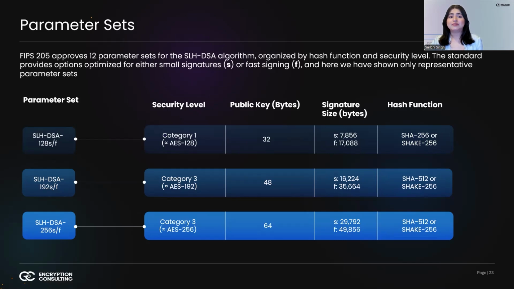Finally, every parameter set gives you a choice of hash function. You can use the older, well-vetted SHA-256 or 512, or the newer, more modern SHAKE-256. This choice, along with the optimization goal, allows us to precisely tailor the strategic backup to fit the specific needs of our environment, ensuring it delivers the required security at the minimum acceptable performance impact.